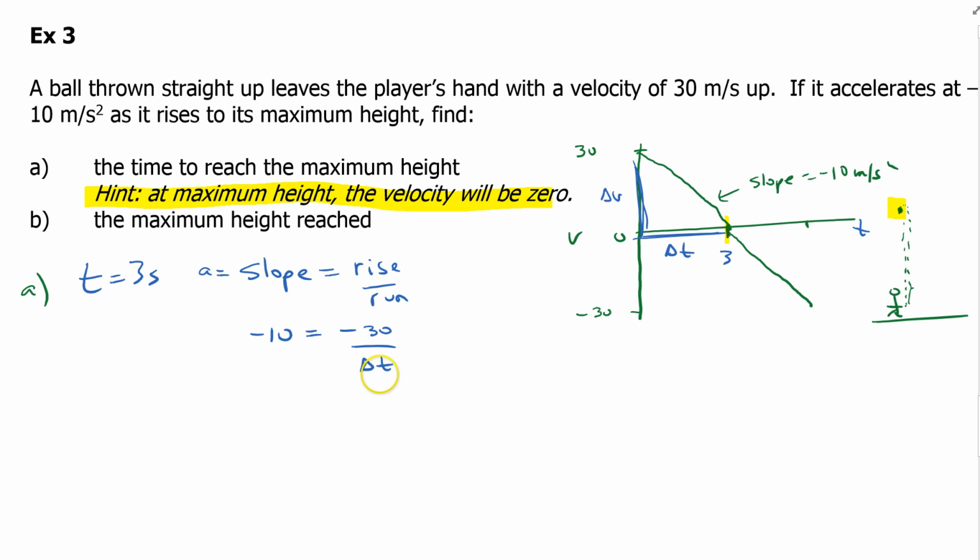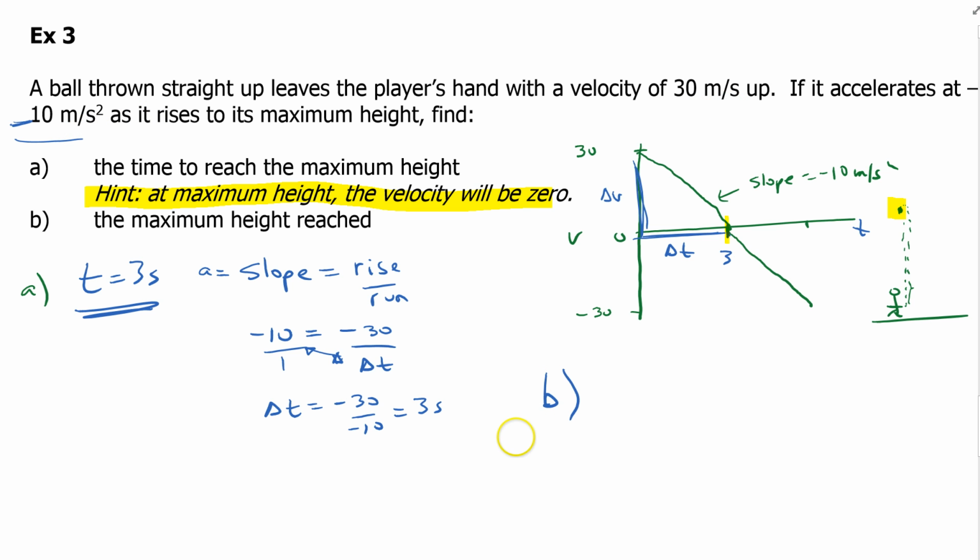Sometimes when the unknown's in the denominator, it's a bit more tough. So what we could do, and I do this as a mental quick step, is switch those two. So I could quickly write delta t is equal to minus 30 divided by minus 10, which is equal to 3 seconds. But it's so much easier just to think, if it's dropping by 10 meters per second every second, it's got to be 3 seconds. So that's the first part.